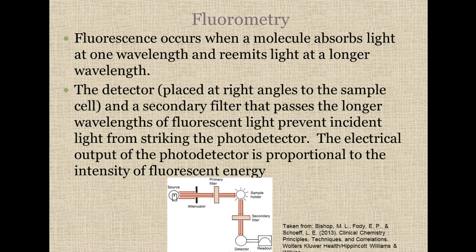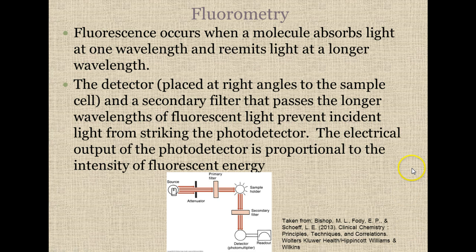Fluorometry is our next one. This one occurs when a molecule absorbs light at one wavelength and re-emits light at a longer wavelength. The detector is placed at right angles to the sample cell, and a secondary filter that passes the longer wavelengths of fluorescent light prevents incident light from striking the photodetector. The electrical output of the photodetector is proportional to the intensity of the fluorescent energy.